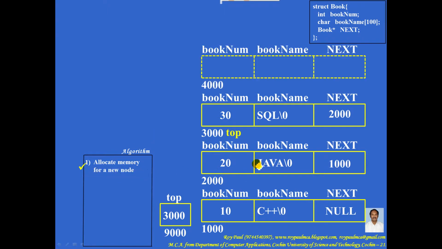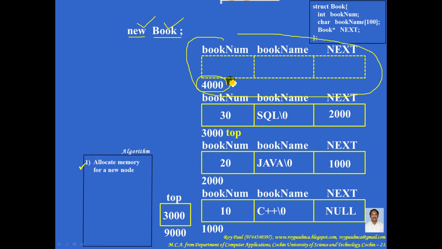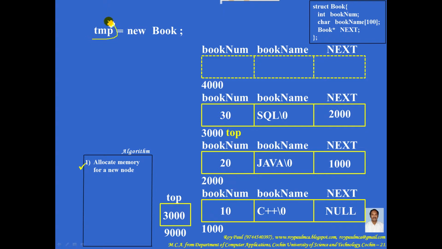So first I need to allocate memory like this. How can you allocate memory for a new book? The operator new followed by name of the data type book. So new book does two things. One, memory is allocated for a new book, and after that the base address, example 4000, is returned as answer. And this 4000 may be stored in a temporary variable tmp. So your tmp contains 4000.